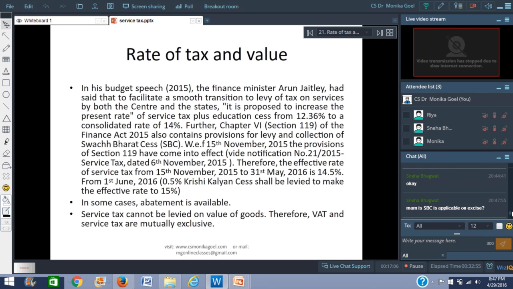Is Swachh Bharat cess applicable on excise? No, it is not. There is no notification as such on that.